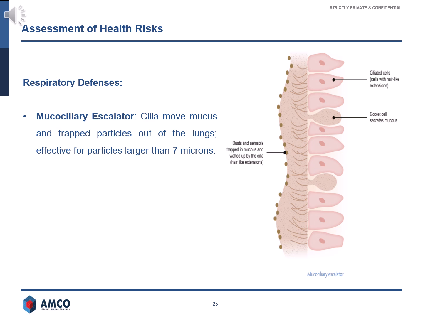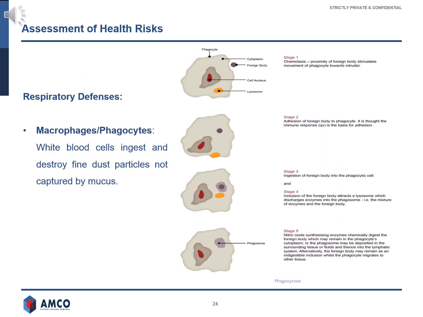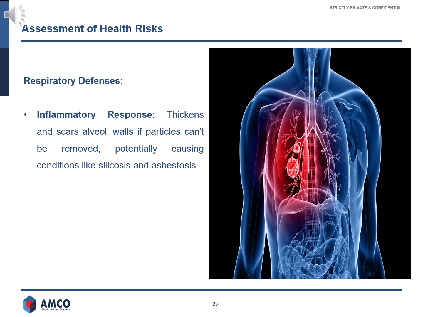Respiratory defenses. Mucociliary escalator, cilia move mucus and trapped particles out of the lungs, effective for particles larger than 7 microns. Macrophages/phagocytes, white blood cells ingest and destroy fine dust particles not captured by mucus. Inflammatory response, thickens and scars alveoli walls if particles can't be removed, potentially causing conditions like silicosis and asbestosis.